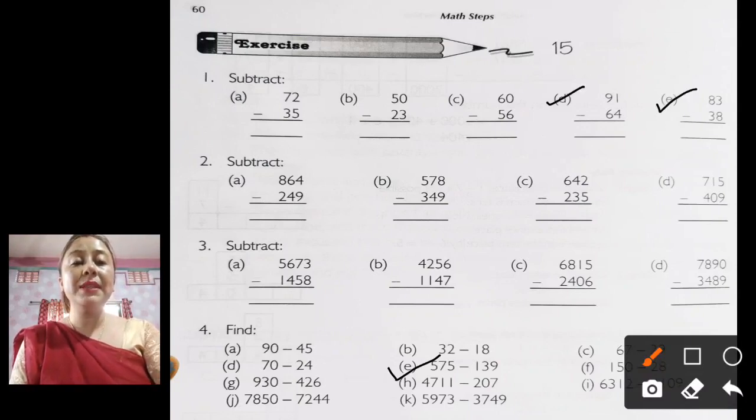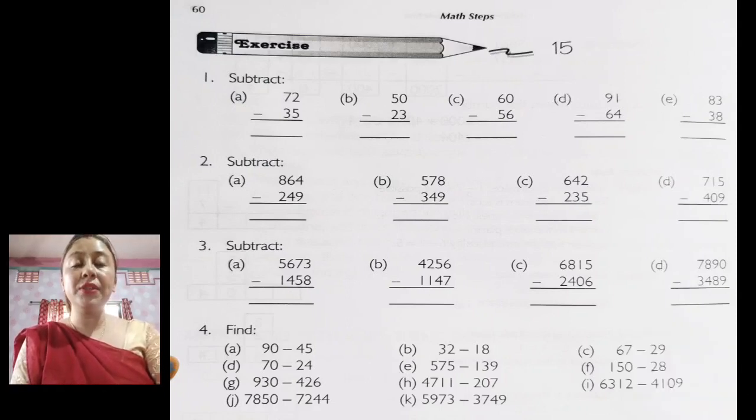Again in 2, ABC I will solve for you. D will be your homework. And number 3, A, B, C I will solve for you. And D will be your homework. So hope this is clear to you all. So let us start solving the sums and let us proceed to our class.